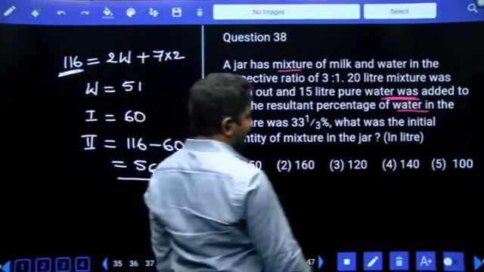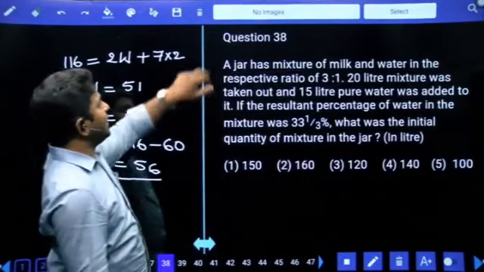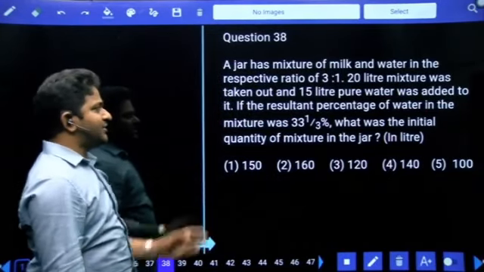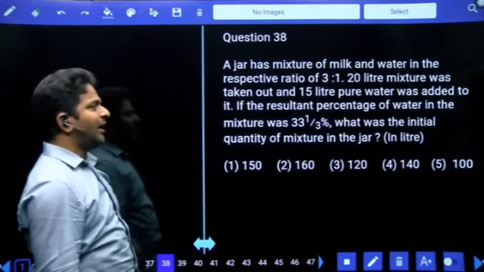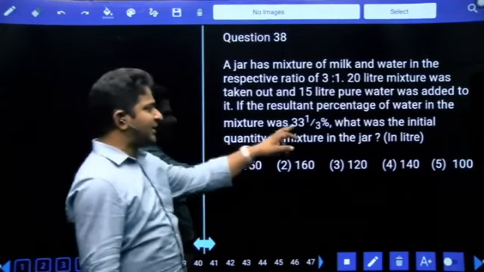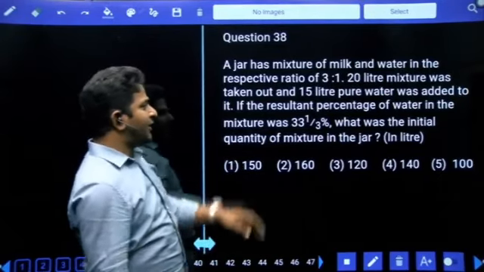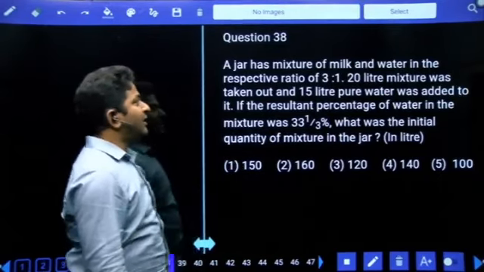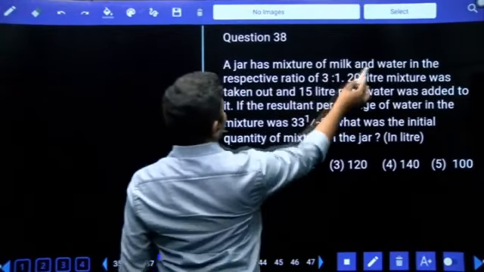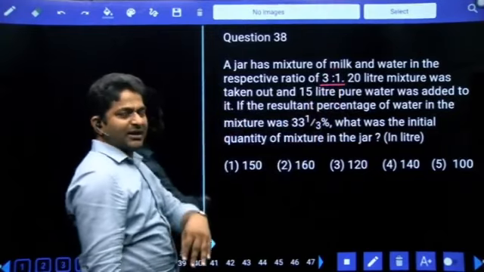A jar has a mixture of milk and water in the respective ratio 3:1. 20 liters of mixture was taken out and 15 liters of pure water added to it. If the resultant percentage of water in the mixture was 33 1/3 percentage, what was the initial quantity of mixture in the jar? Initial quantity of mixture in the jar, milk and water, it is already 3:1. 20 liters of this mixture is taken out.